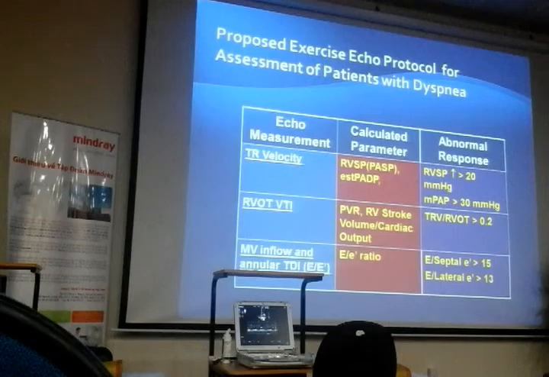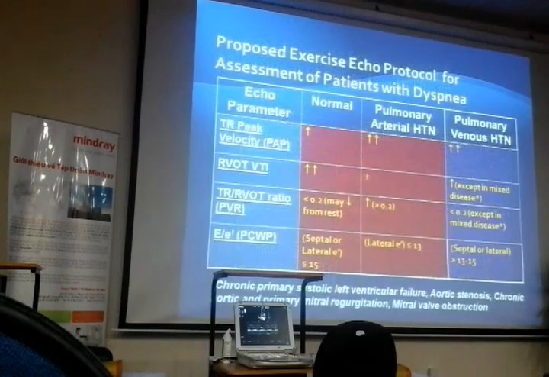So these are the last couple of summary slides. What I would propose for your exercise protocol in patients with dyspnea is to get these types of measurements. The TR velocity, actually I'm going to go to the next slide, sorry. The TR velocity, the RVOT VTI, which then allows you to do the TR to RVOT VTI ratio, which will give you an estimate of pulmonary vascular resistance, and then the E to E prime, which gives you your pulmonary capillary wedge pressure.